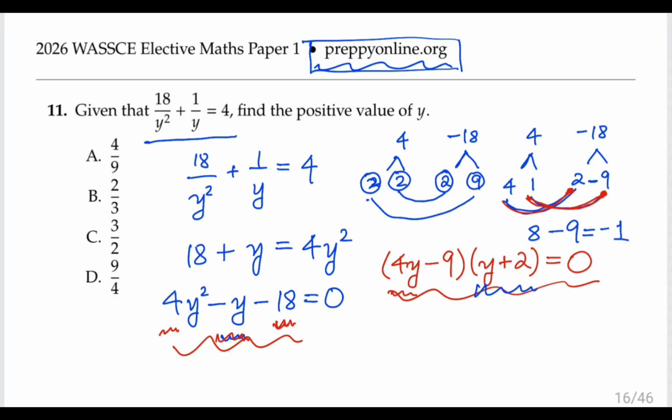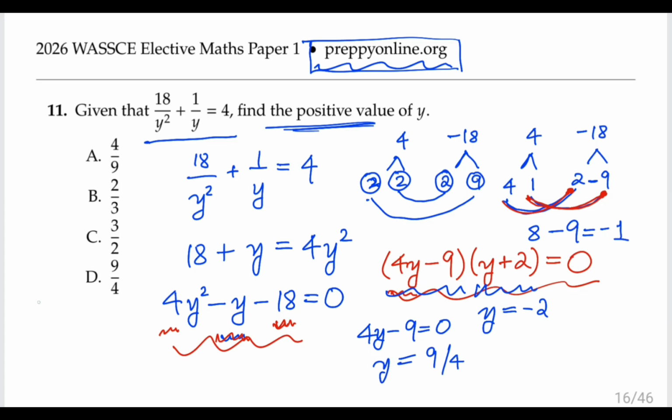So when you solve this, what do you get? If you set y plus 2 equal to 0, you get y equals minus 2. But we've been asked to find the positive value of y, so our solution must come from the other factor. If 4y minus 9 is equal to 0, then y is equal to 9 over 4. So that gives our answer as D.